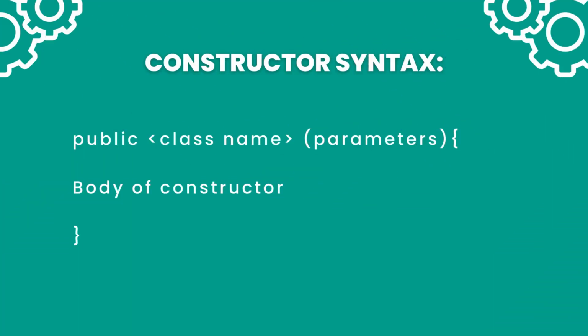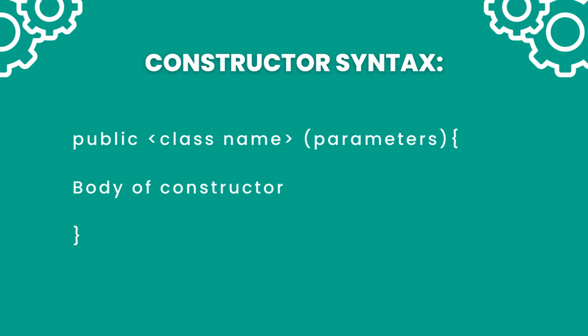So, the syntax for creating a constructor is: you write the keyword public, followed by the class name, open brackets, and in the parentheses, you write the parameters, which we'll talk more about in a second. Then you open braces, and inside the braces, you write the body of the constructor.